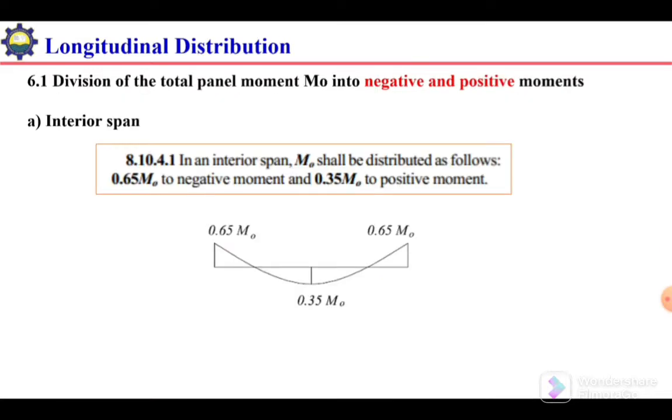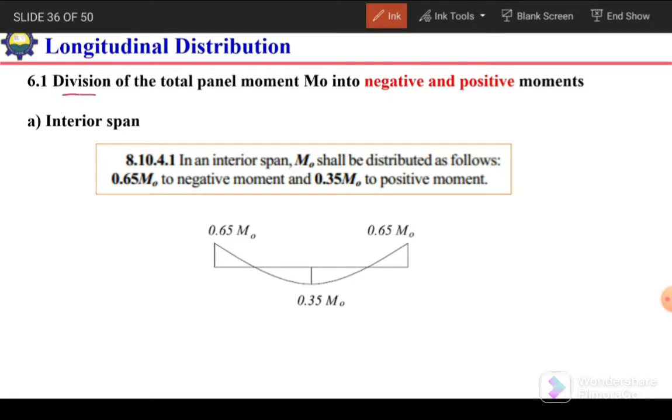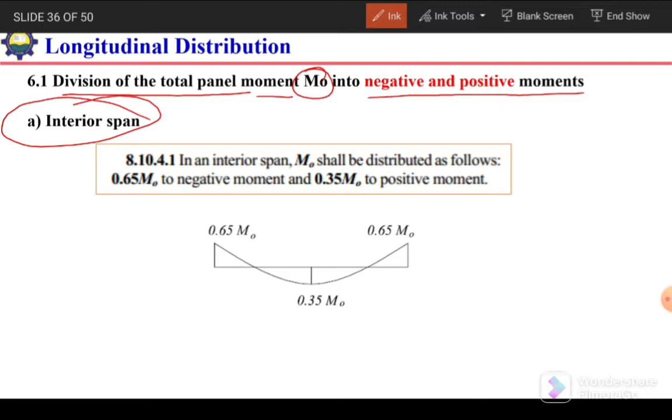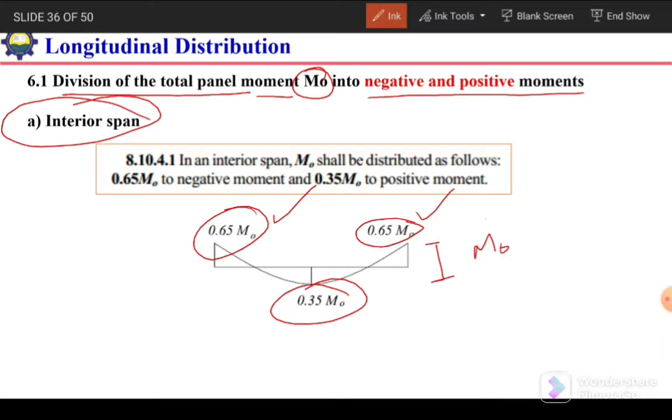So first of all, the division of total panel moment M0 into negative and positive moment for interior span. For interior span, this distribution is just like this, because in interior span we have continuity on both sides of the slab, on both sides of the panel. So in that case, these negative moments will be identical and this will be 0.35. So 0.65 plus 0.35 will be equal to 1. So the total moment will be M0. So this is for interior spans.